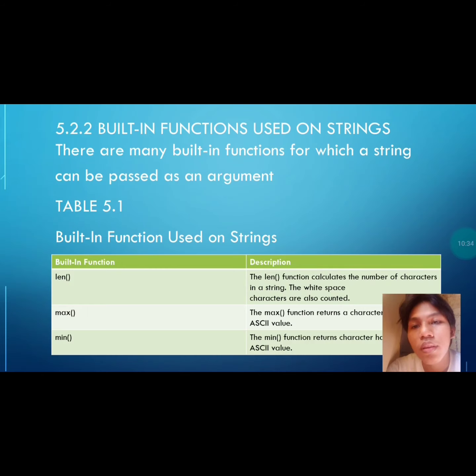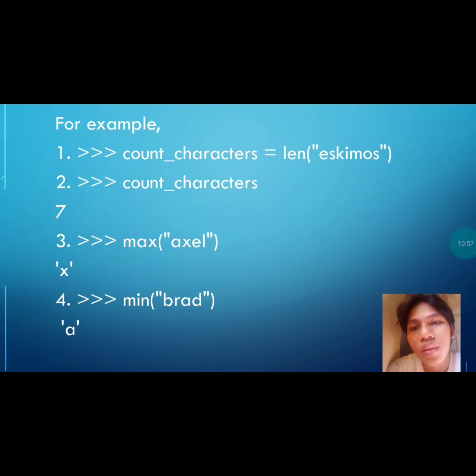The max function returns a character having the highest ASCII value. The min function returns the character having the lowest ASCII value. For example, the number of characters in the string is calculated using the len function in number 2. Characters with the highest and lowest ASCII value are calculated using the max in number 3 and min in number 4 functions.